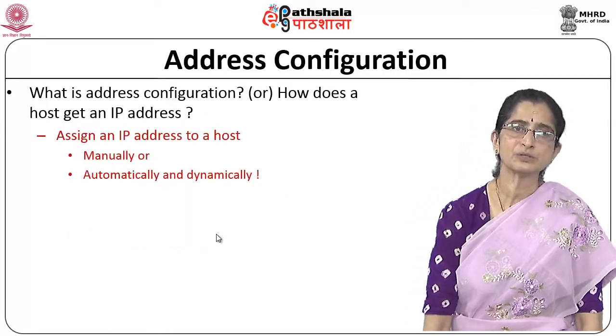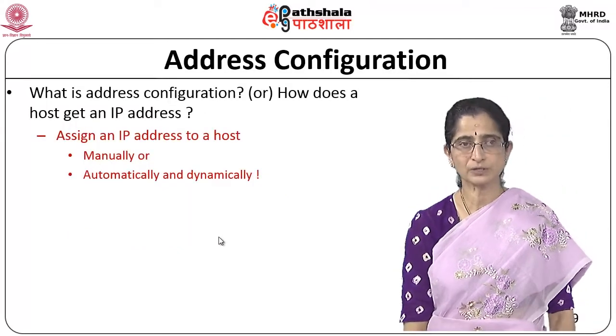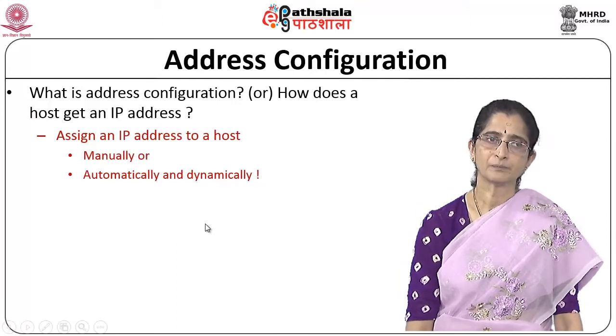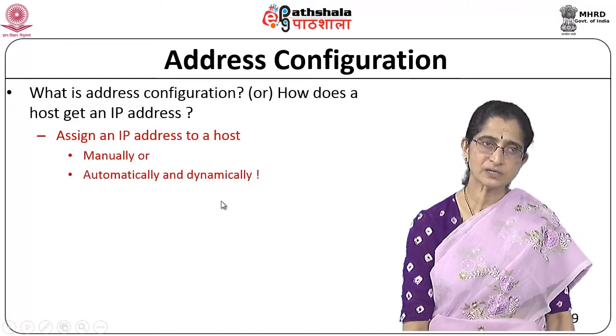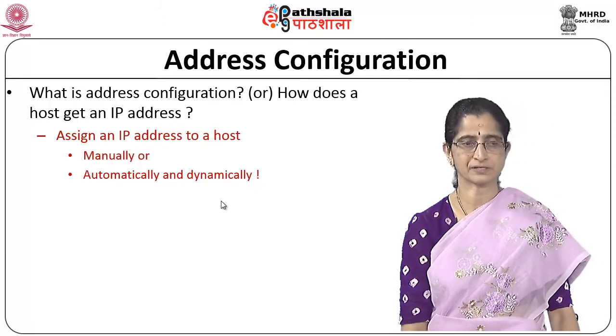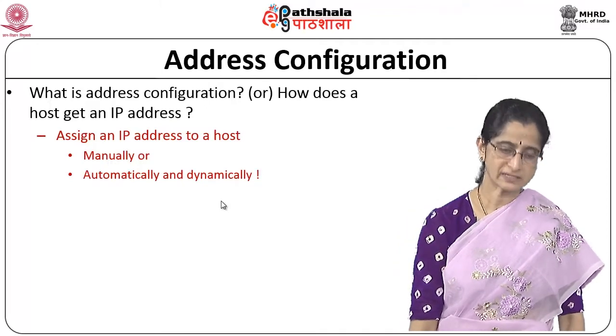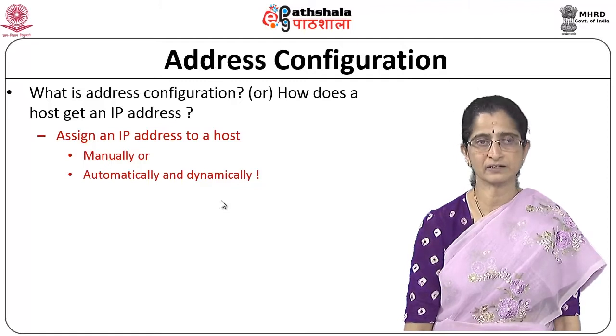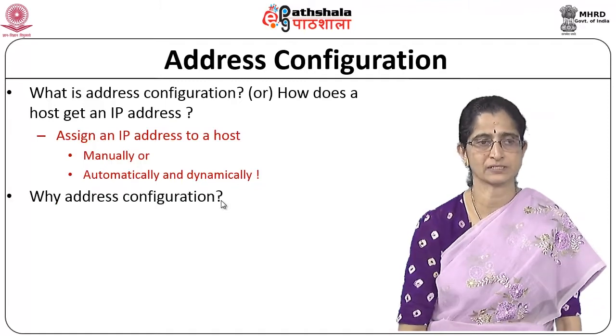Next, coming to the address configuration part. We looked at how the address resolution is done. Now looking at the address configuration part, the point that we are trying to address here is how does a host get an IP address? How is it configured with an IP address? How do I assign IP addresses to a host? You could do it manually or you could do it automatically, using some kind of a dynamic process.